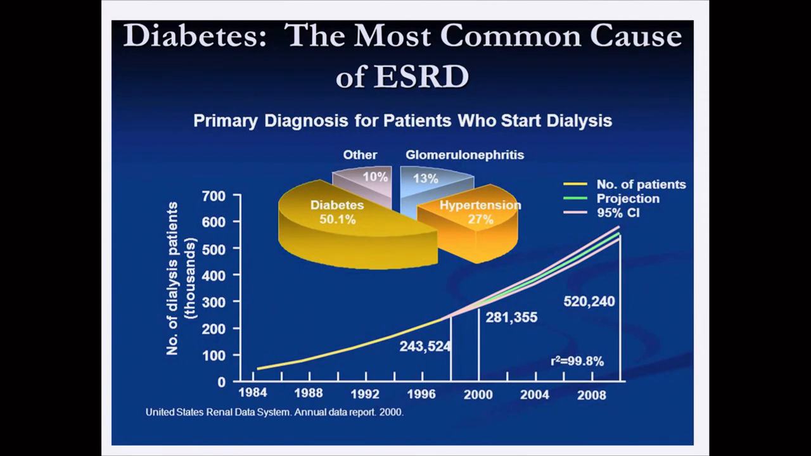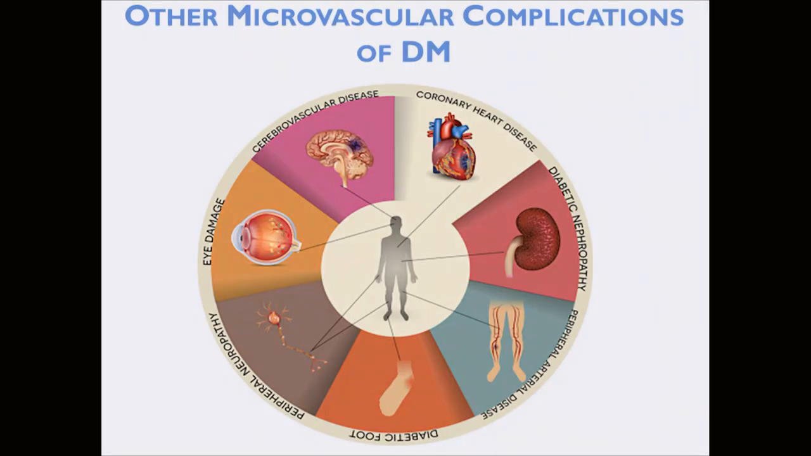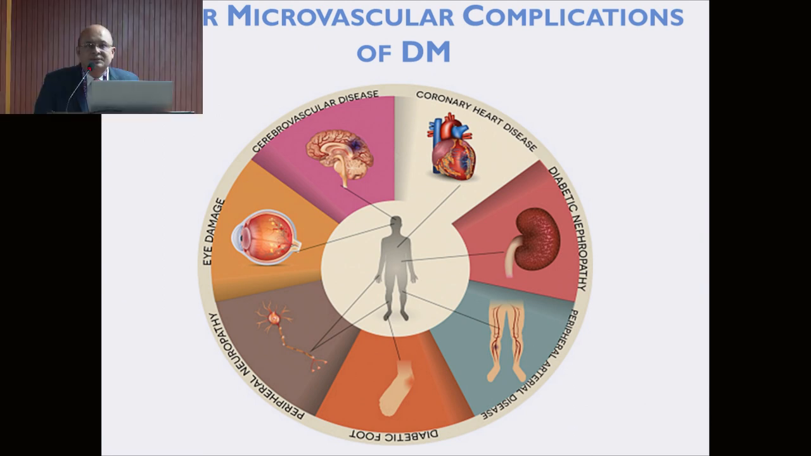We all know diabetes has some micro and macrovascular complications. Kidney involvement is one of the microvascular complications. This is data from the US which shows that diabetes is the leading cause of ESRD. Other complications of diabetes include cerebral vascular disease, cardiovascular disease, diabetic foot problem, and diabetic eye disease.